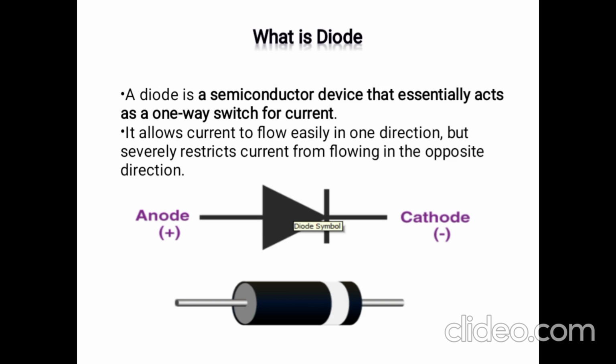It will allow current in only one direction, but restricts the opposite direction of the current. This is the symbol of a diode, with anode and cathode. The anode acts as positive, the cathode acts as negative.